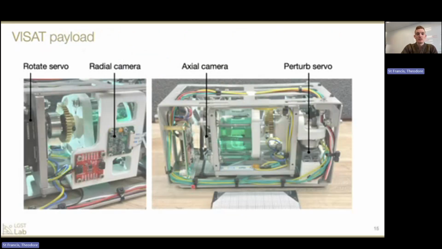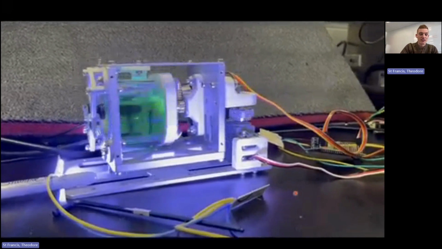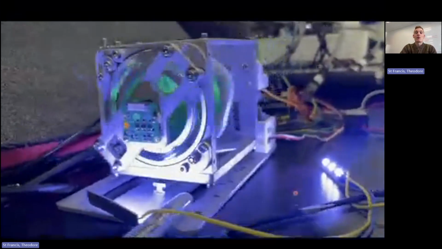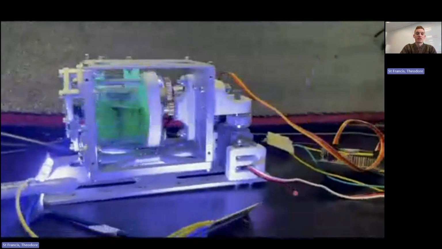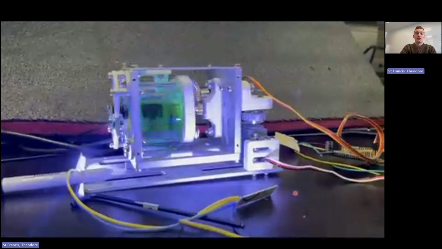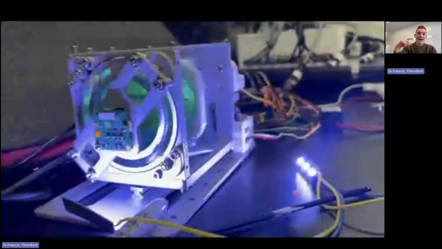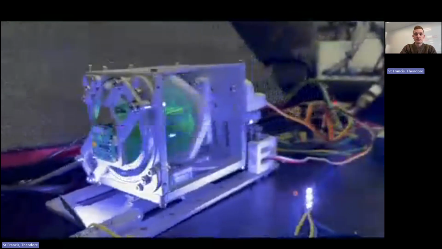Here's what it looks like integrated. You'll notice the radial and axial cameras here, the tank with colored water in the center, and then the servos both for rotation and for perturbation on the sides. Altogether, it looks a little bit like the payload version of a circus act, but this was what was required to both establish a vortex when we are in the parabolic plane, as well as to perturb that interface with the axial input sliding along the track.